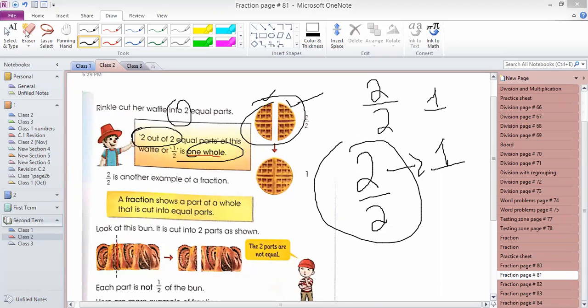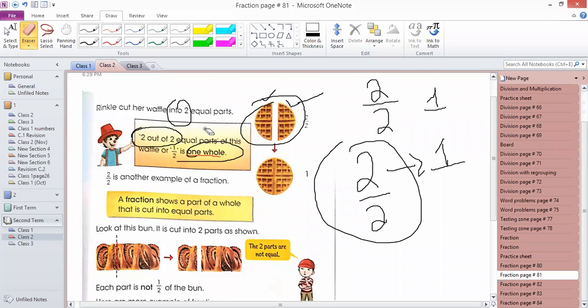Very good. So what we have learned is that if we divide any biscuit, cake, pizza, chocolate, anything, into 2 equal parts and we eat 2 equal parts, that means we eat a whole. If we divide a chocolate into 2 equal parts and we eat both parts, that means we eat the full chocolate. And if you divide a cake into 4 parts and you eat all 4 parts, that means you eat the full cake.